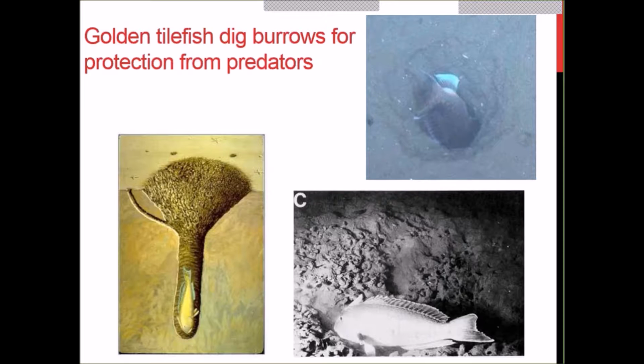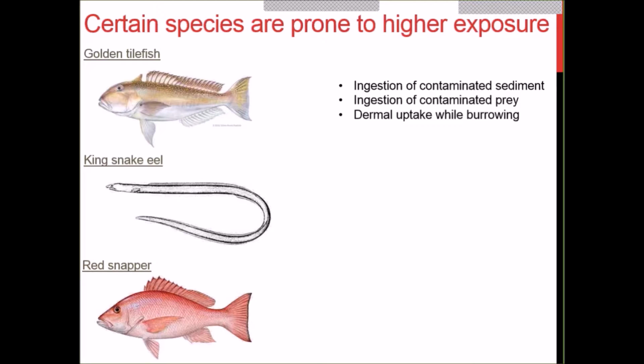When you live at the bottom of the ocean, especially offshore the Mississippi River, there's a lot of sediment coming down. So they are observed using their mouth to clean out and maintain their burrow. So we believe that's going to be a key route of exposure to contaminants for golden tilefish. And when we dissect them, it's very evident that they are ingesting sediments. They also could be ingesting contaminated prey. They do eat demersal prey that lives on the bottom. And then third, possibly any dermal uptake when they're in their burrow. Are they maybe absorbing PAHs dermally? Second, for the king snake eel, they're also known to eat benthic prey, so maybe that's a route of contamination.